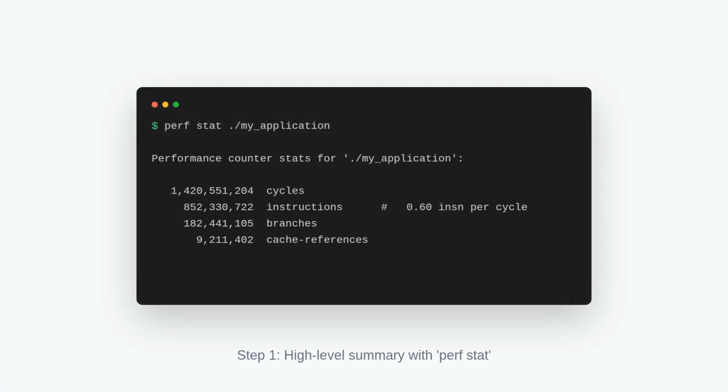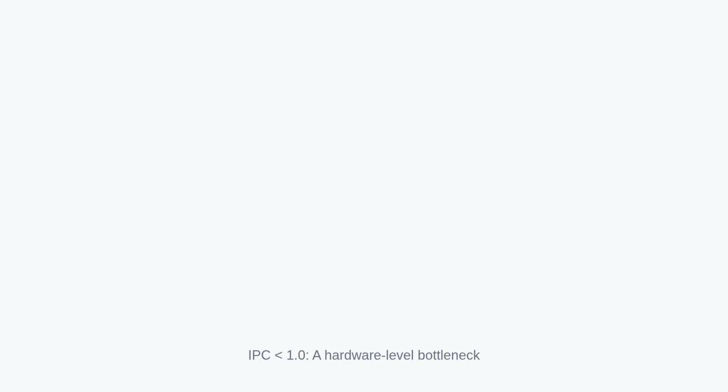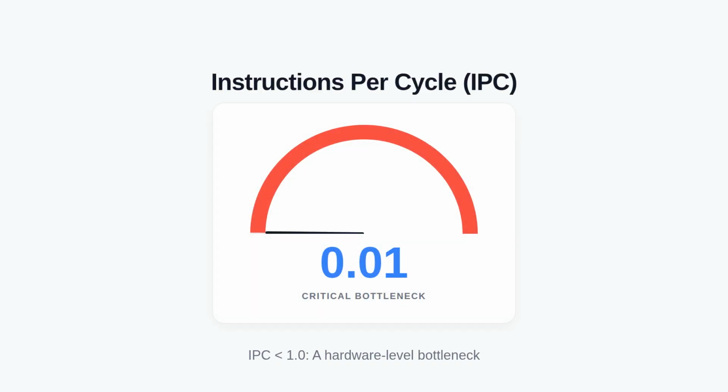It starts with perf stat. This command gives you a high-level summary of your program's execution: cycles, instructions, branches, and cache references. When you see a low IPC, typically anything below 1.0 on modern hardware, you know you have a bottleneck that no amount of code refactoring will fix unless you address the memory hierarchy.